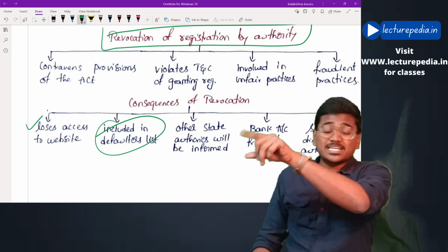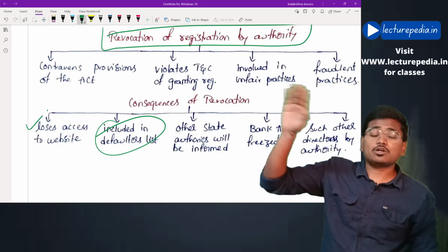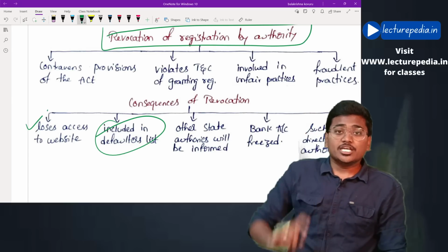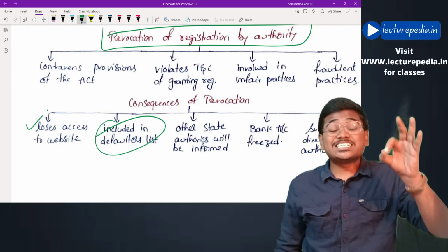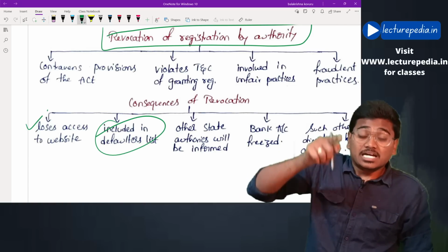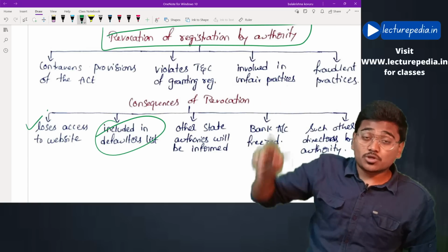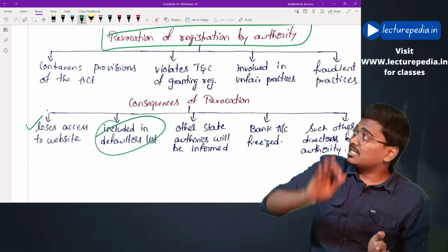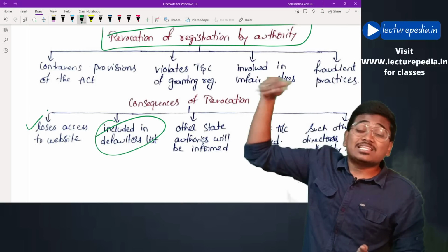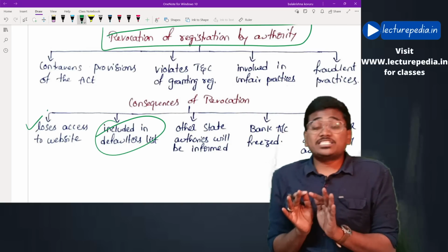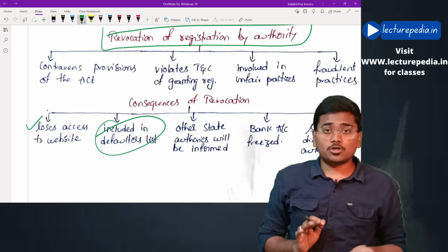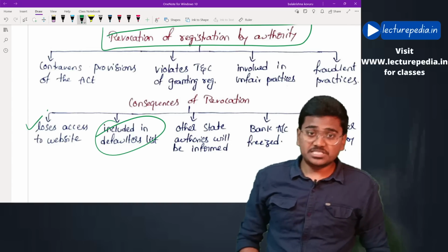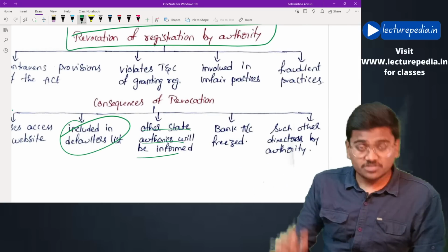Okay, now on the website of the RERA authority there will be a list known as the list of defaulters. In this list of defaulters, the name of this promoter will be included, and this information will also be communicated to RERAs of other states, so that if this promoter goes and applies for registration in other state RERAs, those RERAs will be cautious while granting the registration to this promoter. Hope this is clear. Other state authorities will be informed.